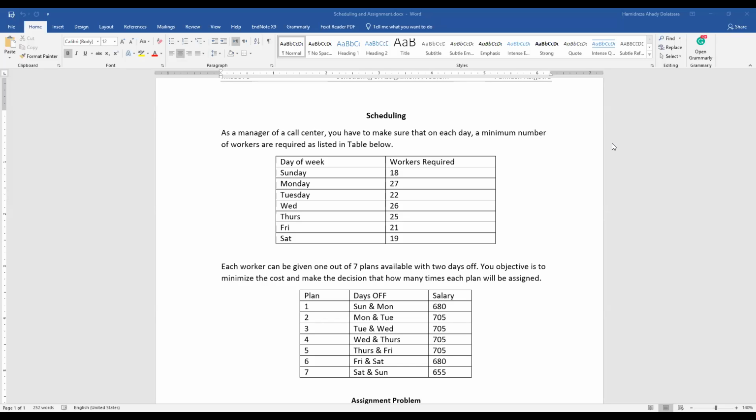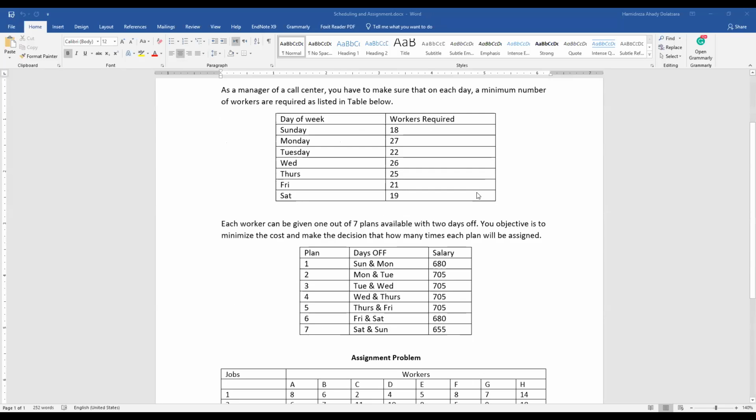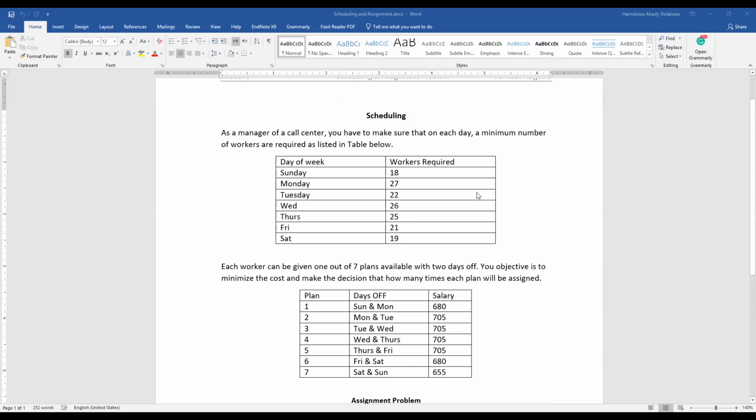Okay, great. So let's go to the scheduling problem. Let me read the problem. As a manager of a call center, by the way, can you hear me? If someone can just send me a text so I understand if you can hear me.